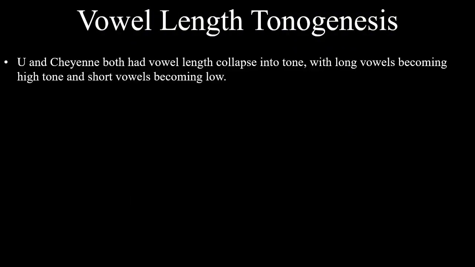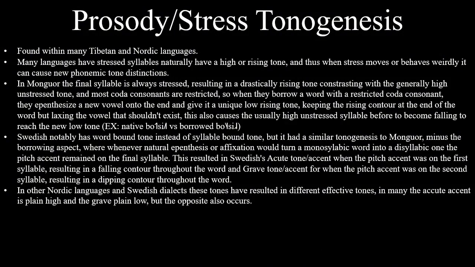Okay, now onto some more niche tone origins. The U in Cheyenne supposedly had a vowel length distinction, which became a register distinction, with long vowels becoming high and short vowels low. Many Nordic and Tibetan languages had prosodic or stress-motivated tone formation, which makes sense because oftentimes a high or rising tone is an innate component of stress, called a pitch accent.